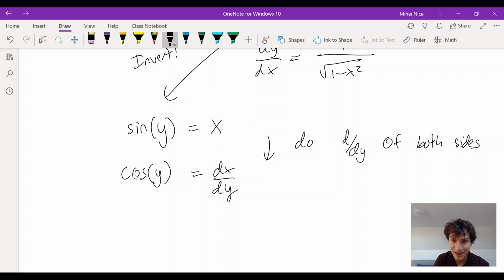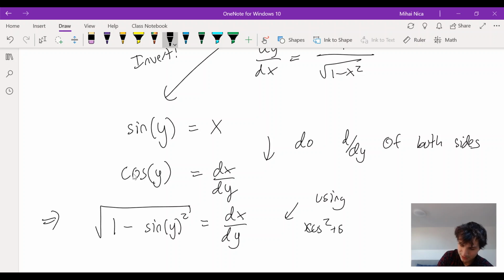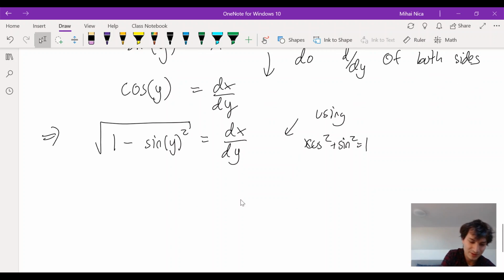Okay, here's a funny thing. I'm going to write cosine of y using Pythagoras. So cosine is equal to the square root of 1 minus the sine of y squared. That's equal to dx dy. So using cosine squared plus sine squared equals 1, the cosine of y I can write as the square root of 1 minus the sine squared. And that's dx dy. Now I just got to flip it.